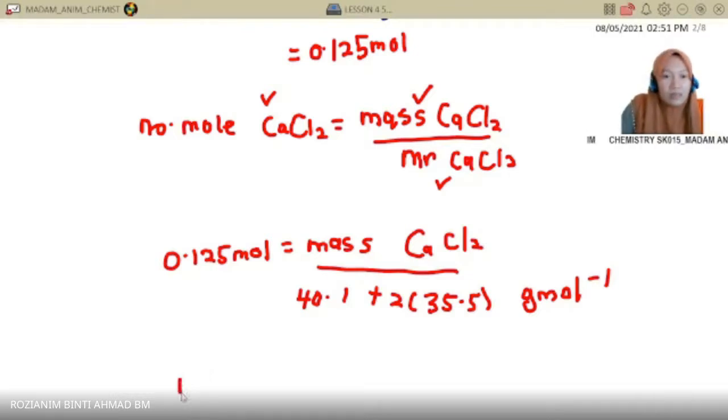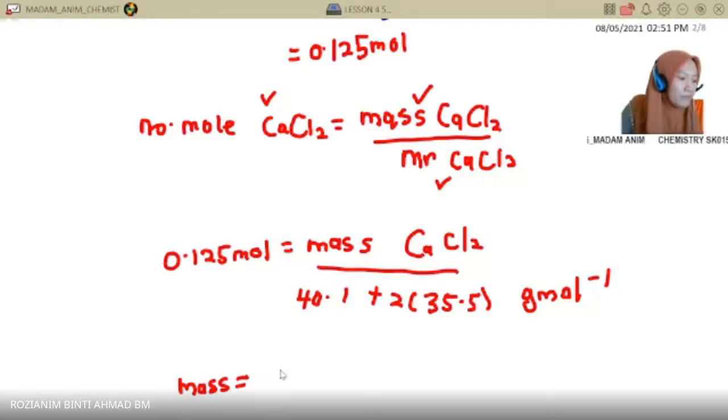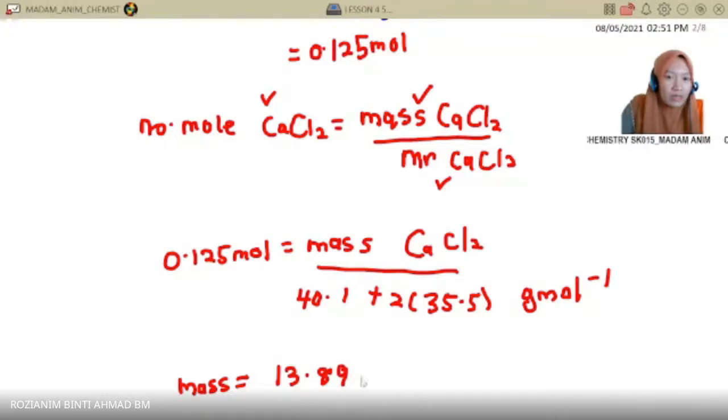Tan Yin Yi? Same or not? No, madam. No. So you dapat answer berapa? 13.89. Only 13.89. Okay. Yes. Another number. Okay. So the unit is gram. Is it your friends yang lain dapat 13.89? Yes, madam. Yes, okay, good.